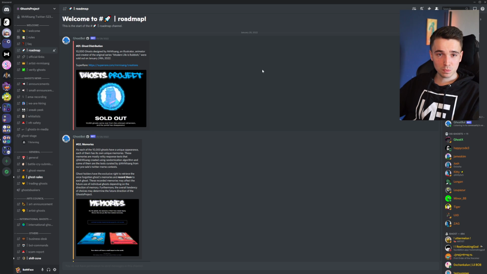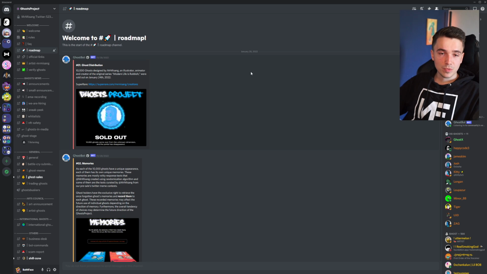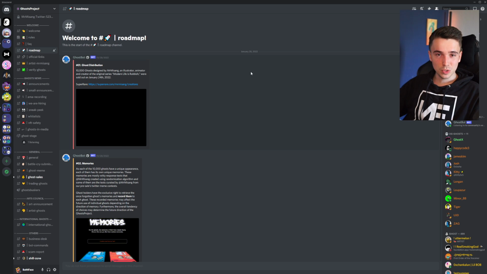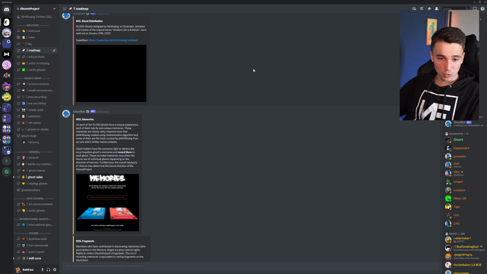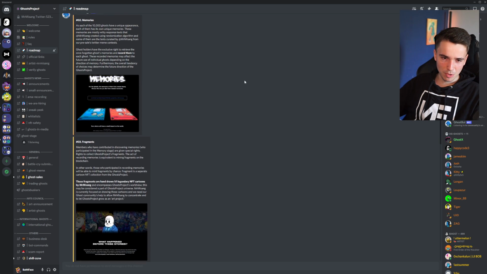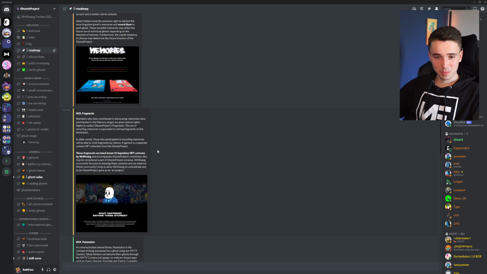So as you can see, the roadmap is divided into a few stages. First of all is the ghost distribution, which is the minting process, which already took place. Next up is the memories part, which I also explained a couple of minutes ago. Next up is the fragments part, which is more or less an airdrop. So if you participate in the memories part, you will have the chance to get those fragments.